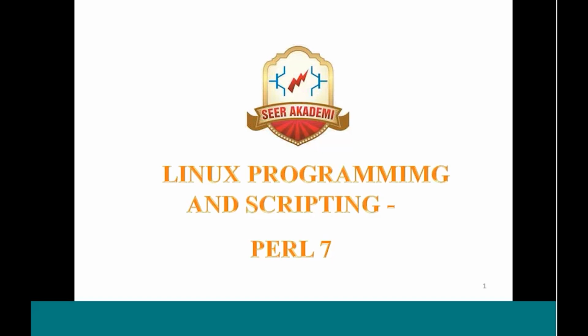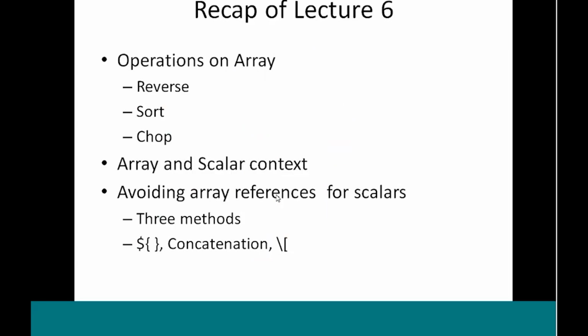So let's recap what we saw in the last class. In the last class we continued the discussions on arrays. We looked at some operations on arrays, for example the reverse function, how to reverse the order of the array. We also understood the sort function to sort an array, and then we also used the chop function to chop the last character of every element in the array.